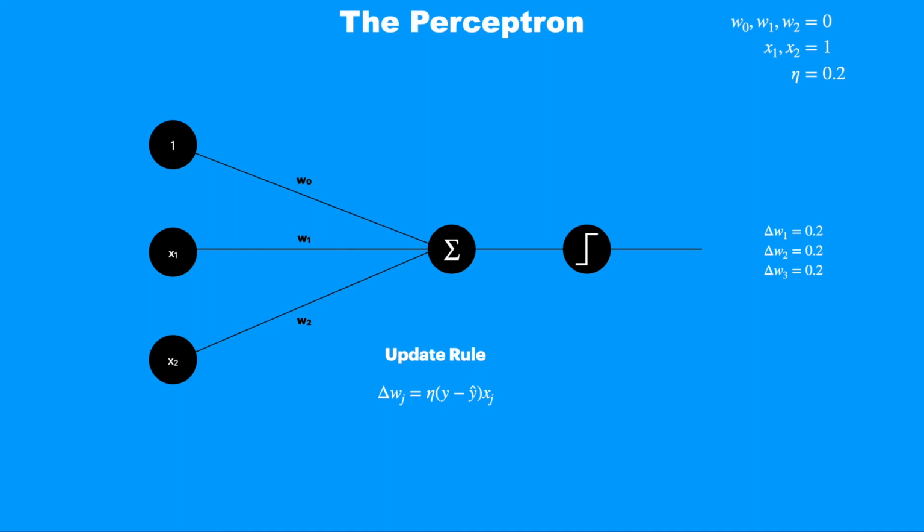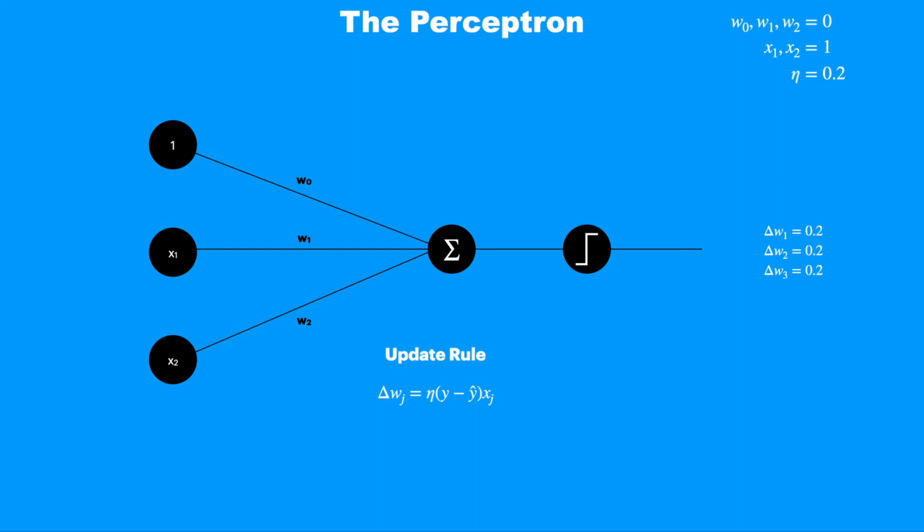And that makes sense, right? Because the perceptron predicted a 0 when it should have predicted a 1. That means the signal wasn't strong enough for it to fire. So we're going to make the signal stronger so that next time when you ask me the same question, I'm going to get the right answer.